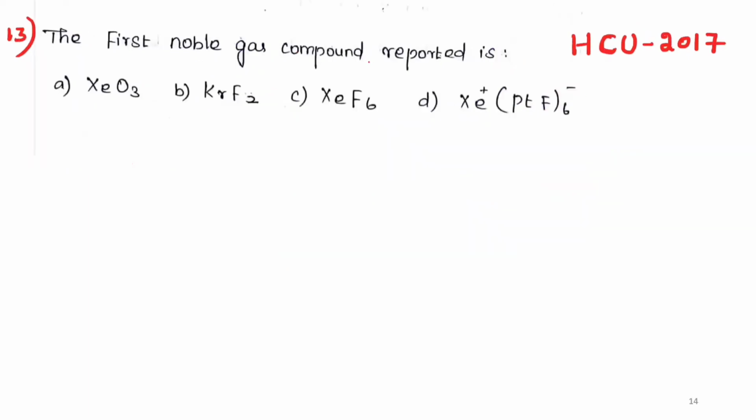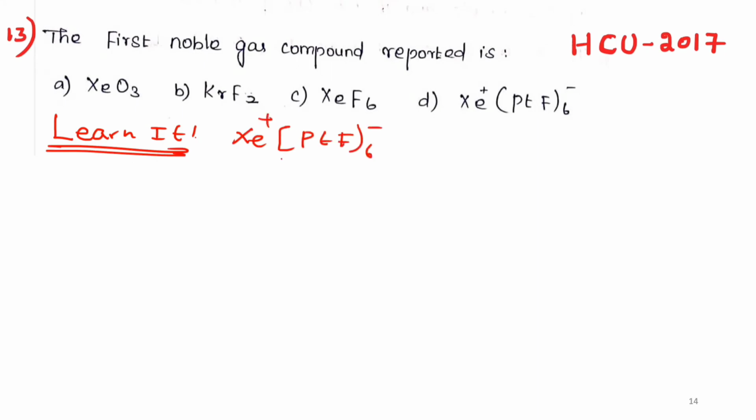The first noble gas compound reported in. Okay, I discussed the xenon compound. What is the first noble gas compound reported? This is what you have to learn, we have to read, there is no other way. The answer is the xenon platinum complex, Xe plus PtF6 minus. This compound is the first reported xenon compound. Very important, please note it.